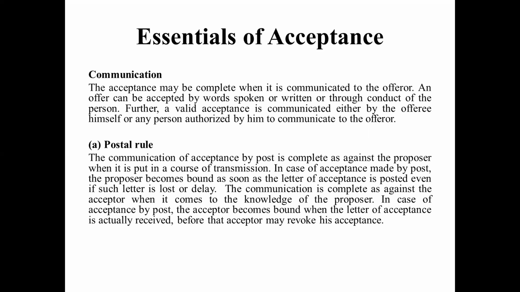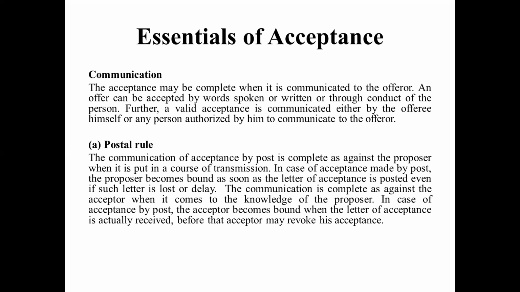Further, a valid acceptance is communicated either by the offeree himself or any person authorized by him to communicate to the offeror. Now, there is a twist once again. What we have learned before under the specific offer is that the acceptance should be from the specific person to whom the specific offer has been made. But here it has been mentioned that the acceptance can be given by that specific person or by any legal representative, or the person authorized by him can also give the acceptance on behalf of the offeree.